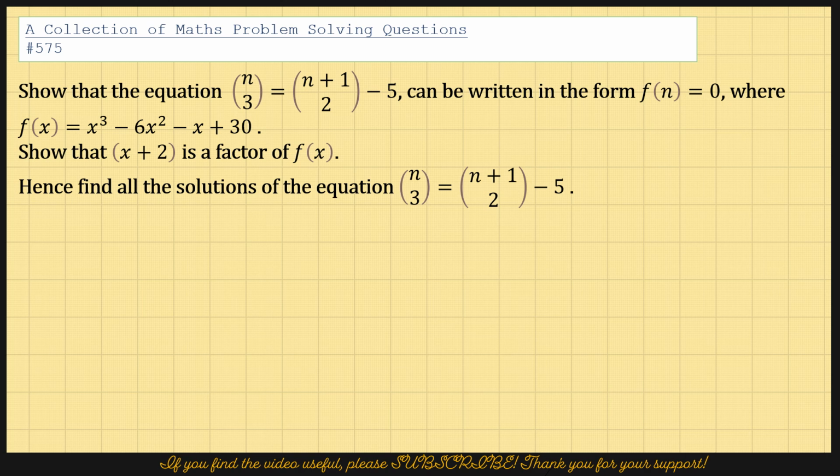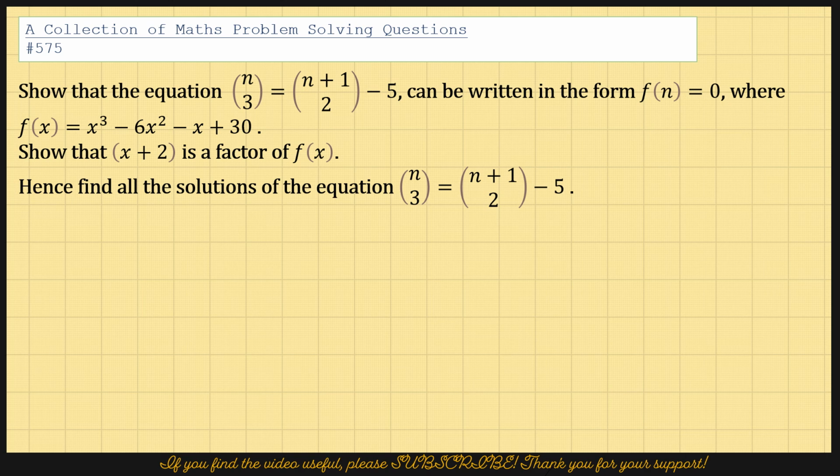Show that the equation nC3 equals (n plus 1)C2 minus 5 can be written in the form f(n) equals 0, where f(x) equals x cubed minus 6x squared minus x plus 30. Show that x plus 2 is a factor of f(x), hence find all the solutions of the equation nC3 equals (n plus 1)C2 minus 5.